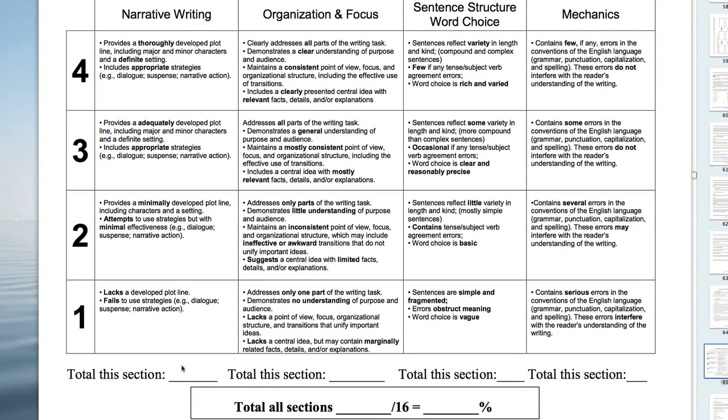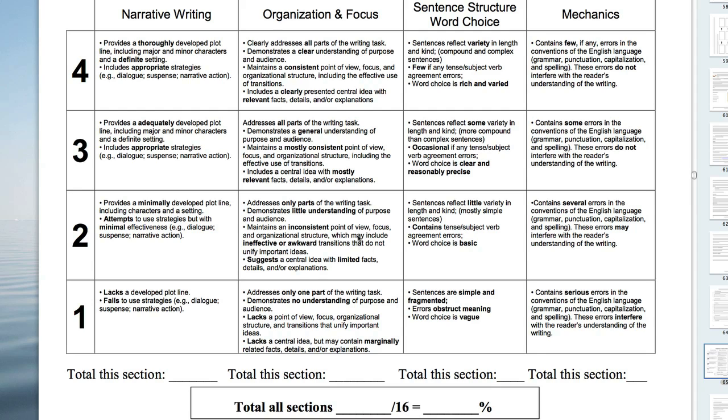So under the first section, you'll put the score here, which one you chose. Then you'll do the same for organization structure here, the next one for sentence structure and word choice here, and the mechanics here. So the corresponding number that's listed here for the one you chose for the specific area will be listed here at the bottom. All 4 section totals will be totaled in this area here. Then you will divide it by a total number of 16 to get your percentage.